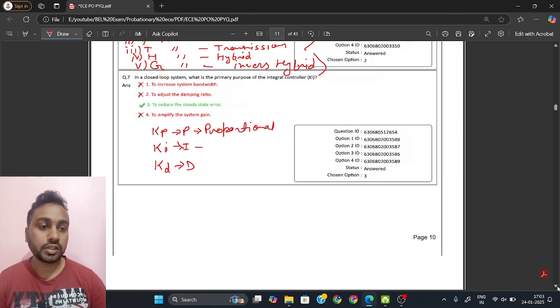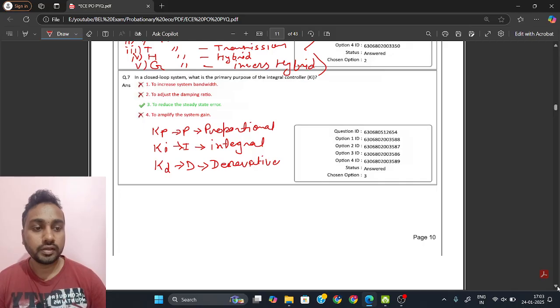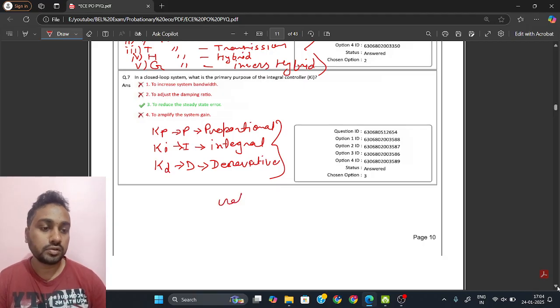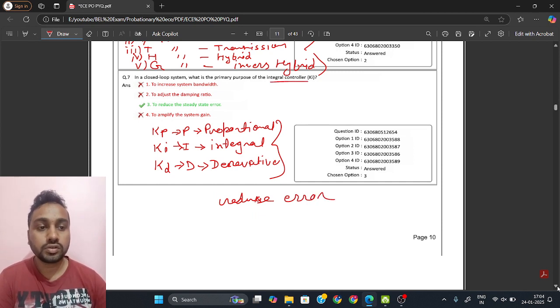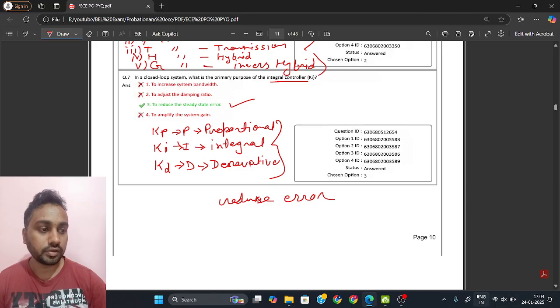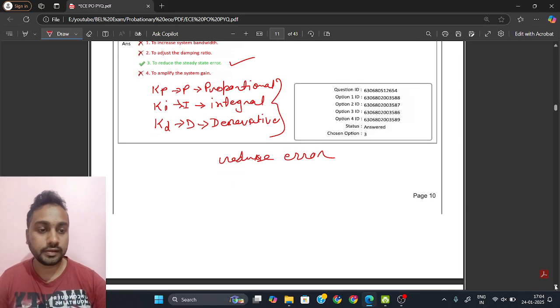This is proportional controller, this is integral controller, and this is derivative controller. Okay, so we have three types of controllers which are used to reduce the error. And here they ask about Ki, that is integral controller, so that is used to reduce the steady state error of a controller in a closed loop system.